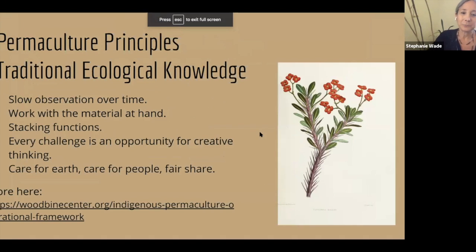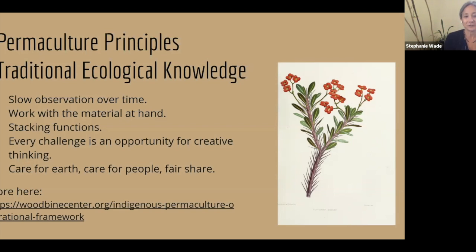A few of the permaculture principles that I have been practicing in relationship to writing include engaging in slow observation over time, working with the material at hand, considering what permaculturists call stacking functions, which is when one action can serve multiple functions. For example, you might have a problem with water running off a building and pooling up and making a mud puddle. And so you might put a rain barrel there. That's a pretty decorative rain barrel that will collect the water. And so you don't have a mud puddle, you have something decorative, and then you use the water in another part of the garden.